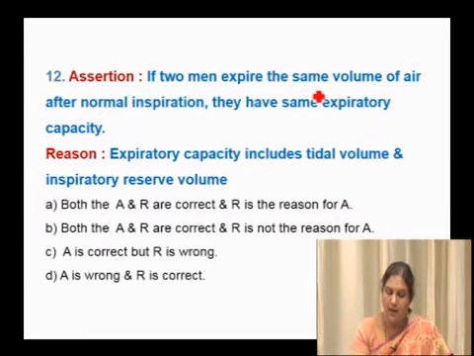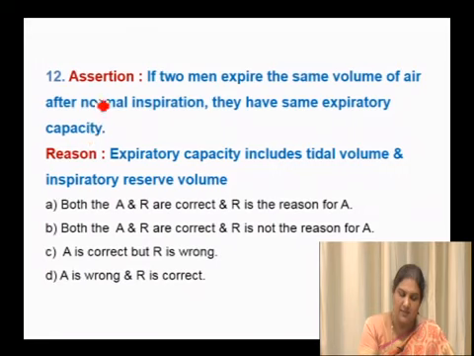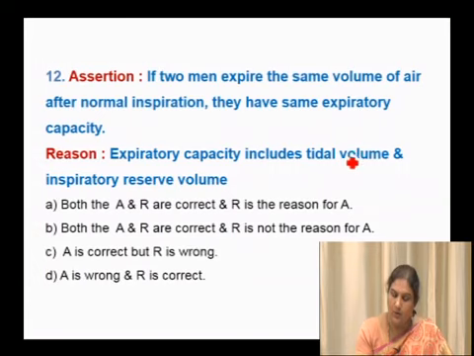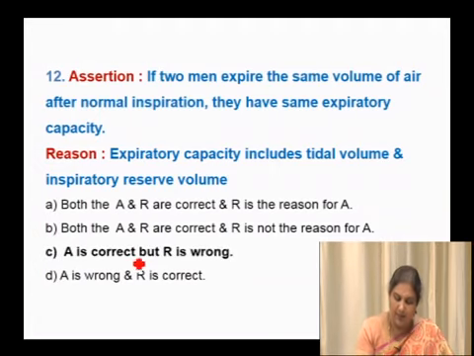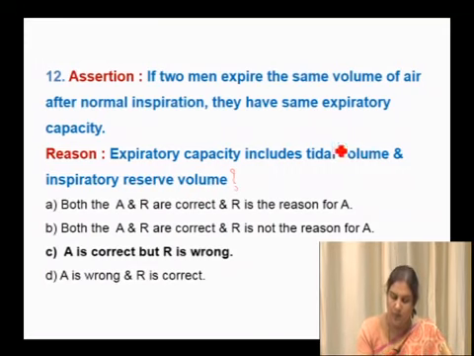If two men expire, in the sense exhale, the same volume of air after normal inspiration, they have the same expiratory capacity is the assertion. Reason: expiratory capacity includes tidal volume and inspiratory reserve volume. A is correct, but R is wrong. Then what should it be? It is not inspiratory reserve volume, but expiratory reserve volume and tidal volume together constitute the expiratory capacity.